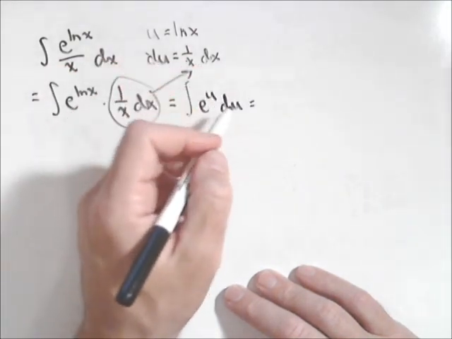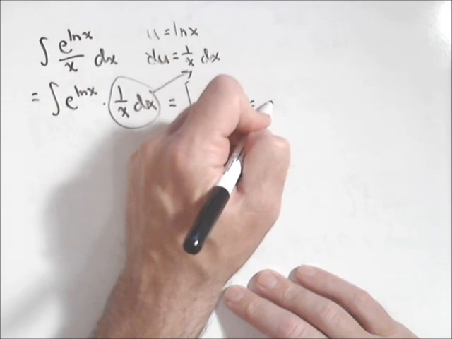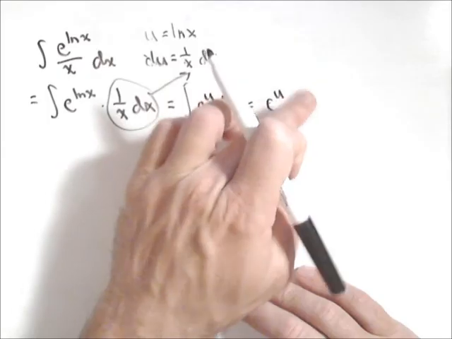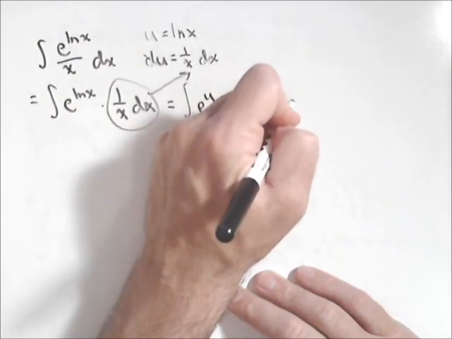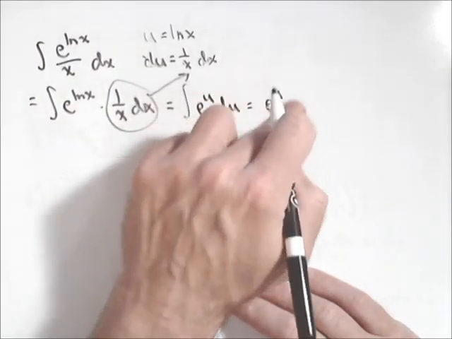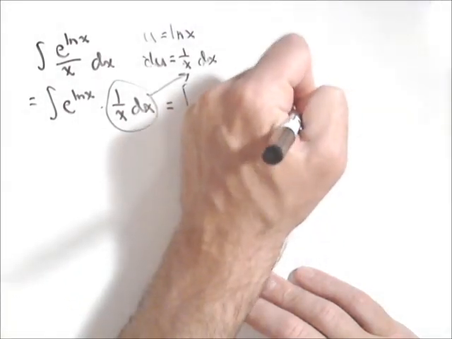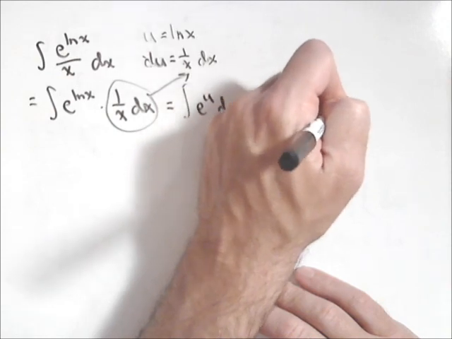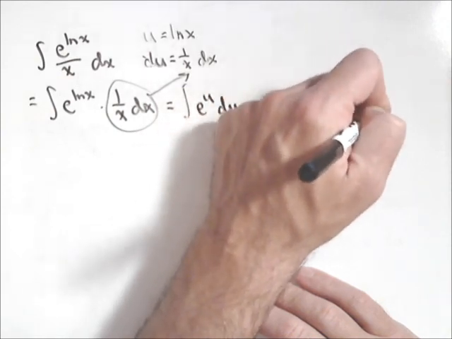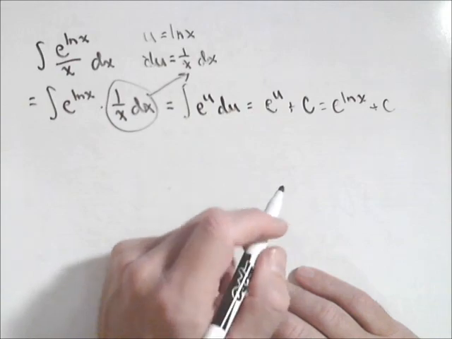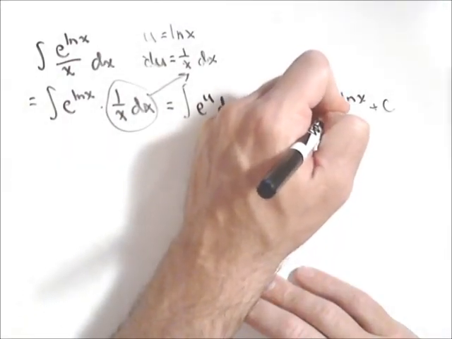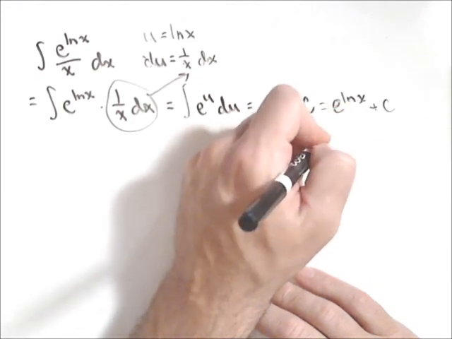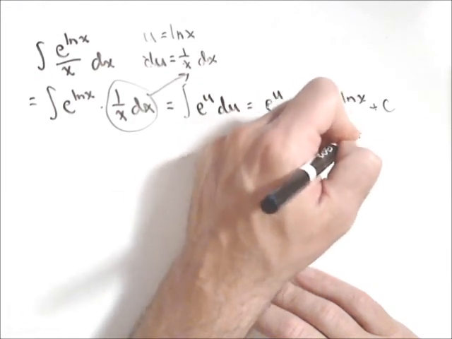So the antiderivative is e to the u du, and the du integrates out, e to the u plus c, and then the last step is to substitute back our ln of x, so e to the ln of x plus c. Now on this one there's a property of logs that we could have applied. e to the ln of x is just x, so this is actually just x plus c.